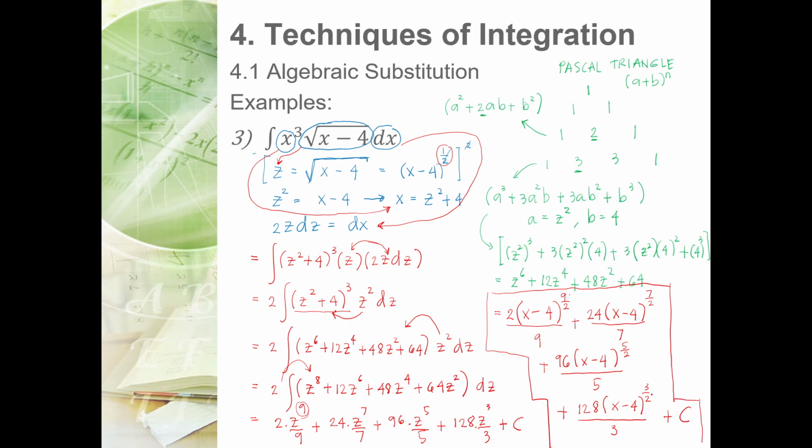All right. So questions for this item? I think there's no question. So let's proceed with the next example.